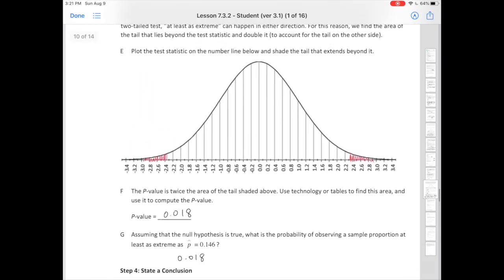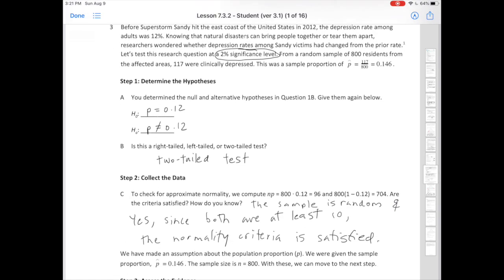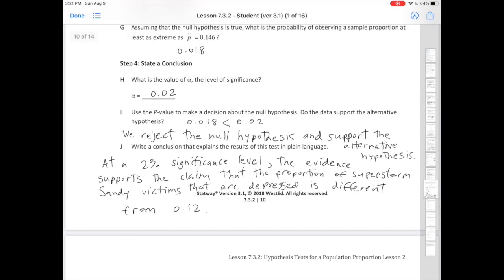Because that's what not equal to means, right? Remember, they said that they thought that the depression rate had changed. So not equal just means that it's different from. So that's what I wrote. I said, at a 2% significance level, the evidence supports the claim that the proportion of Superstorm Sandy victims that are depressed is different from 0.12. Okay? All I'm saying here is that we support the alternative. The evidence supports the claim that the alternative is true, and I just stated the alternative in plain English.